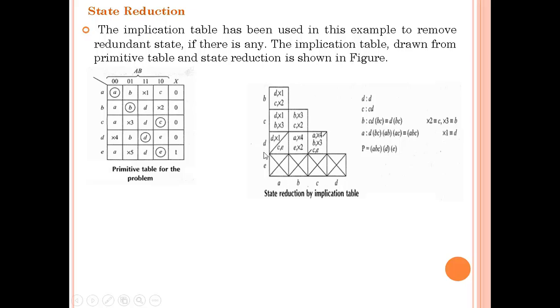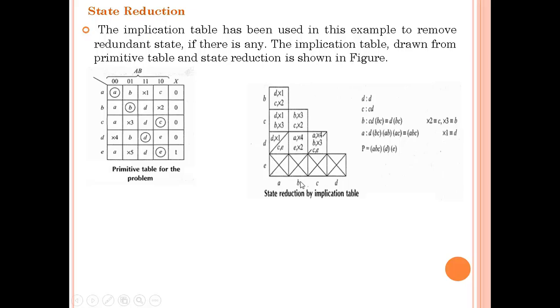Check for A and D, the output is the same. A is equal to don't care 4, D is equal to don't care 1, C is equal to E. A to E, since their outputs are different, we cannot make any equivalence between these two. That's why here we have placed a cross.